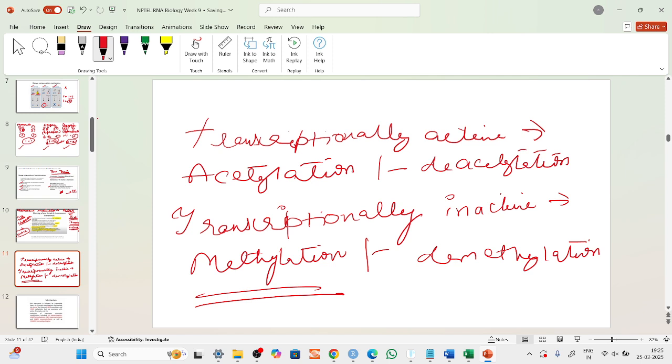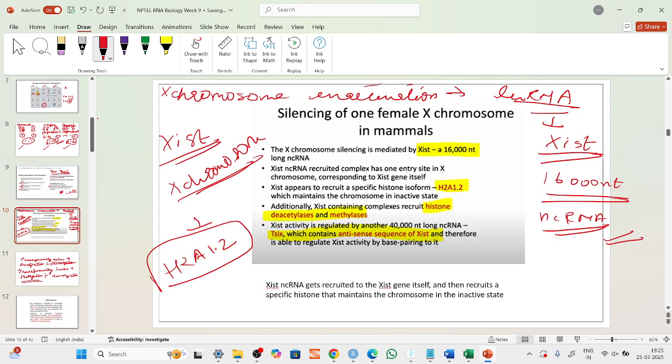Demethylation. So if acetylation promotes transcription, then deacetylation will repress transcription, and methylation is anyway repressing transcription. Which means that deacetylases will repress transcription, and methylases also repress transcription. So basically Xist recruits these histone deacetylases and methylases so that the chromosome is completely made inactive.